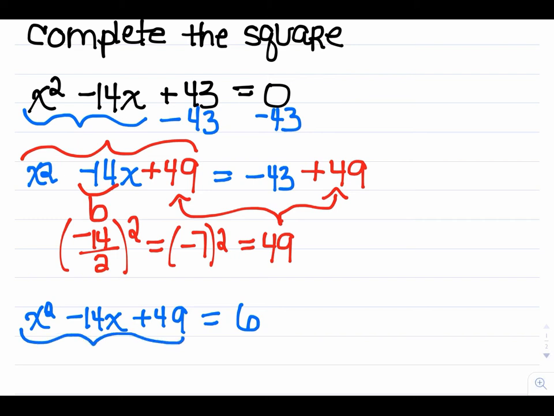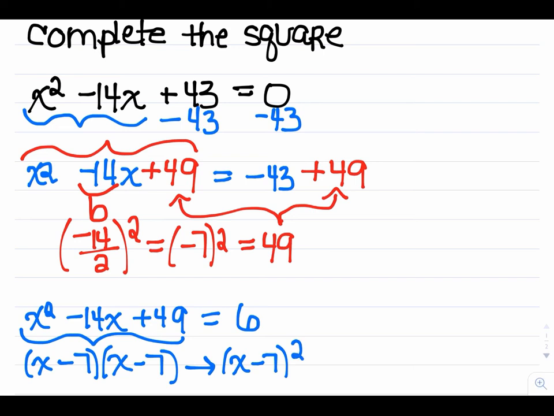Now if you go ahead and factor out this trinomial on the left, you end up with x minus 7 times x minus 7, which you can write as x minus 7 squared. And now let me rewrite the whole problem, which is x minus 7 squared is equal to 6.